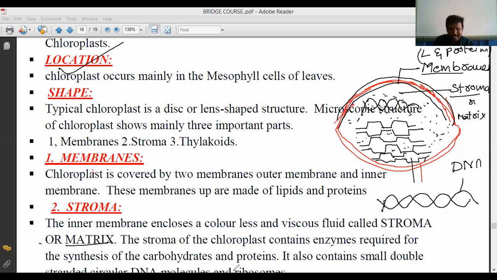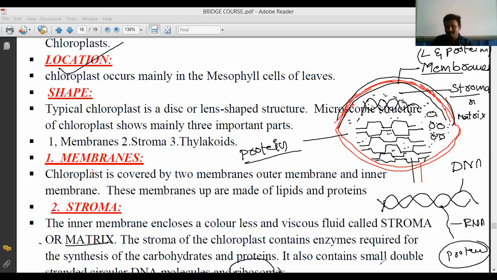Double-stranded circular DNA molecule, and also ribosomes. These are called ribosomes. Where the DNA and the ribosomes are there, protein synthesis automatically takes place. How does this DNA give rise to RNA? This is called RNA, and this RNA gives proteins. DNA gives RNA, and RNA gives proteins. So wherever DNA is there, ribosomes and RNA will be there in parallel. Then ultimately photosynthesis takes place.